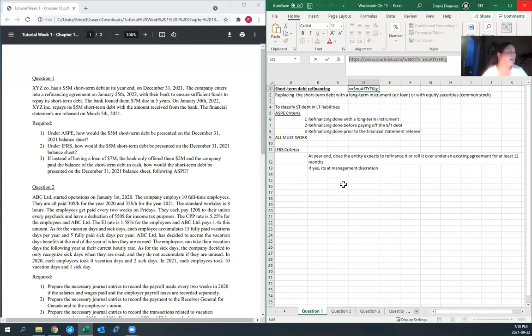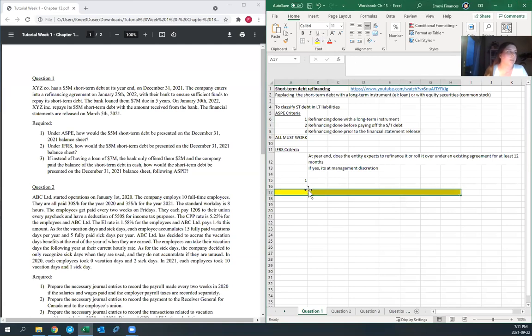The first requirement is, under ASPE, how would the $5 million short-term debt be presented on the December 31st, 2021 balance sheet? So for ASPE, we look again at these 3 criteria. The best way to do it is just do a little timeline and figure out where all the dates go, and then you go one by one. Okay, does that check, does that check, does that check? So I'll do that first, the little timeline here.